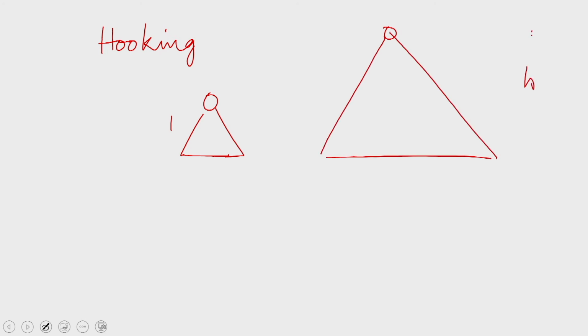In the hooking step we have a star graph of height 1 hooking to a tree of, let us say, height h. The total height of these two trees put together is h plus 1 in the beginning, before the hooking.